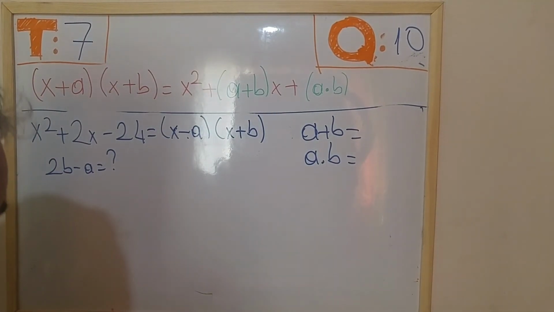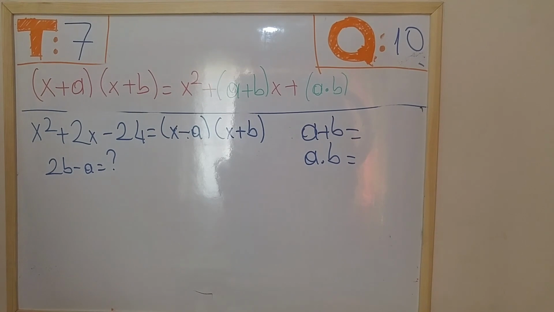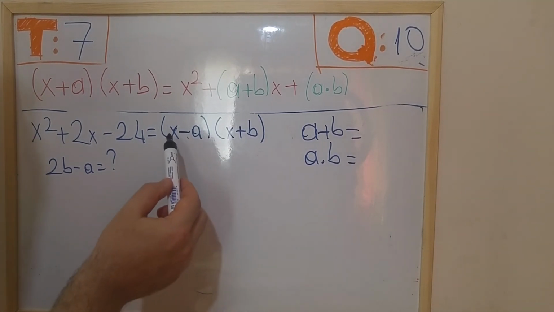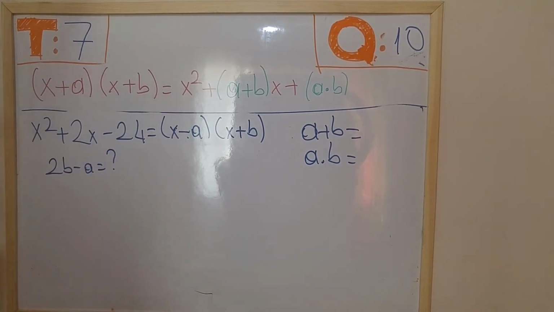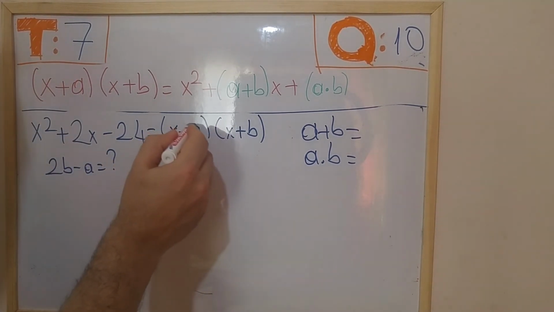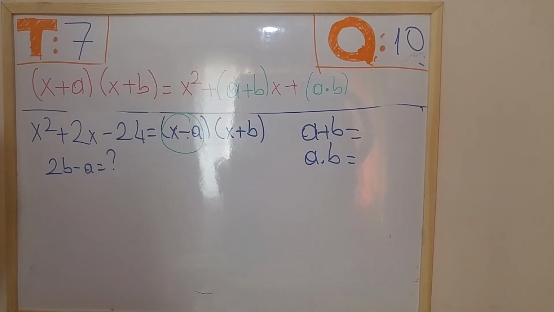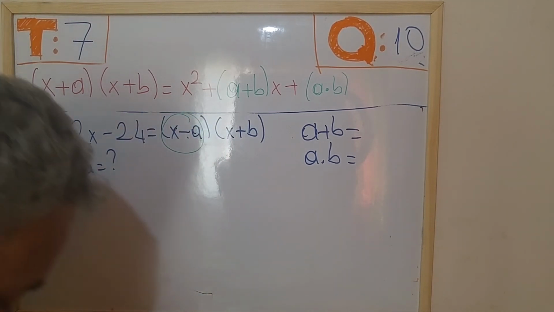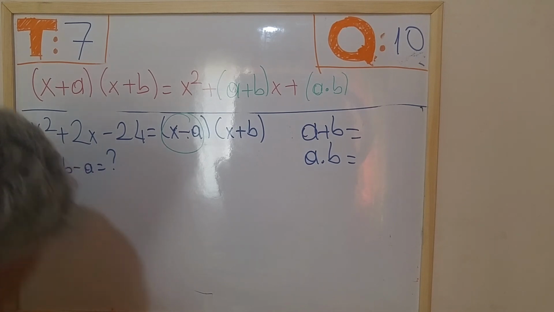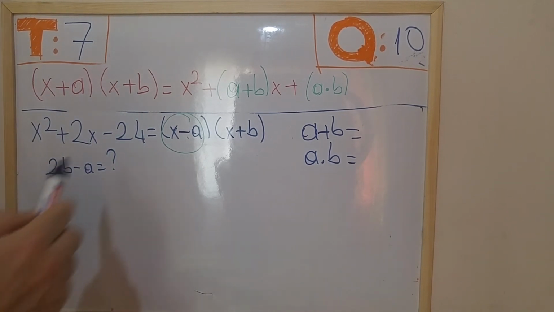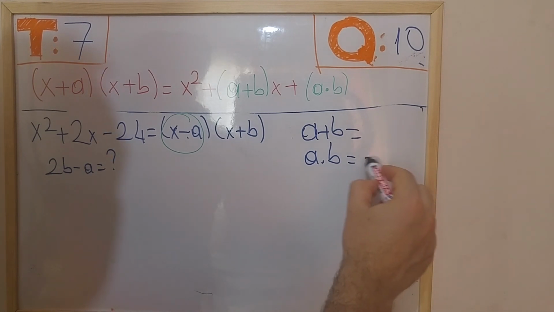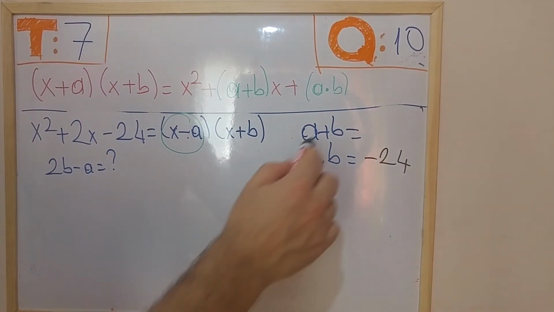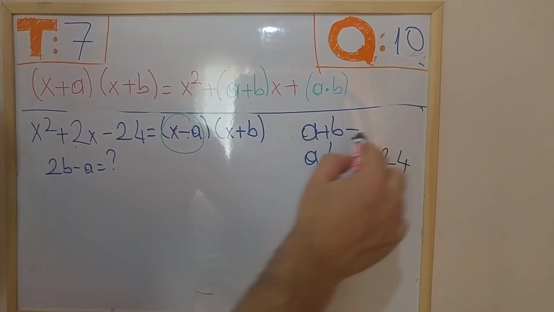This is the question in my hands. Please read the question carefully, as we are given x minus a here. Let me show it with another pen so we don't get confused. x minus a is going to be negative. Now, when we turn to the question again, what we have here is that the multiplication of a and b is going to be equal to minus 24, and the sum of a and b is equal to plus 2.